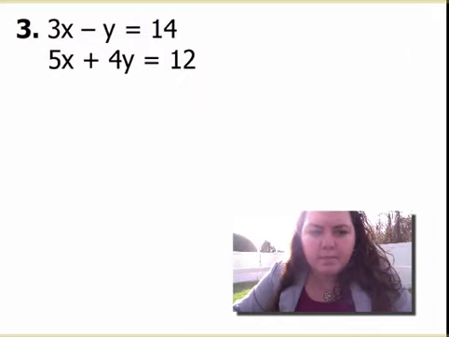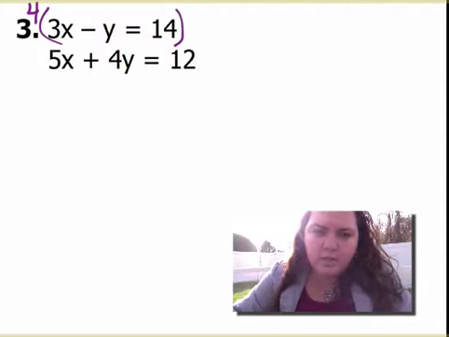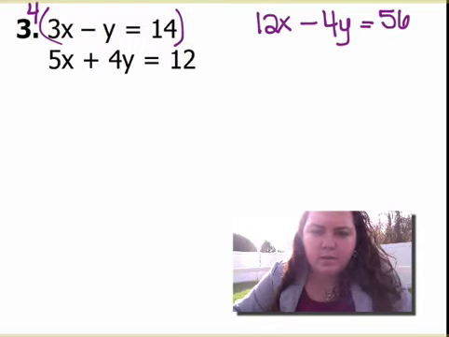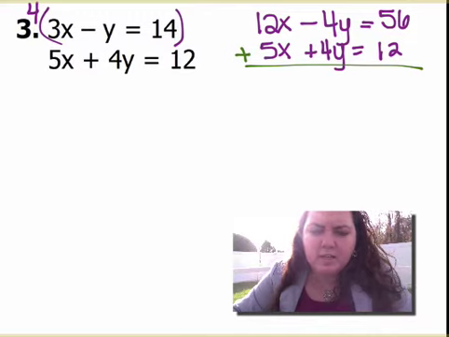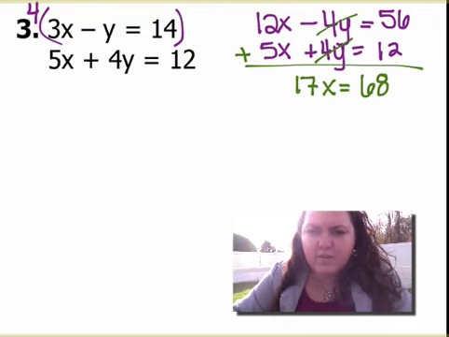Number 3. Again, I have a y all by itself, and then the other y has a 4. So I'm going to multiply the top equation by 4. Distribute. I didn't do anything to the second equation. Now this time my y's, one's negative and one's positive, so I'm going to add to cancel them. 12 plus 5x gives me 17x. 56 plus 12 gives me 68. Solve for x, I get 4.